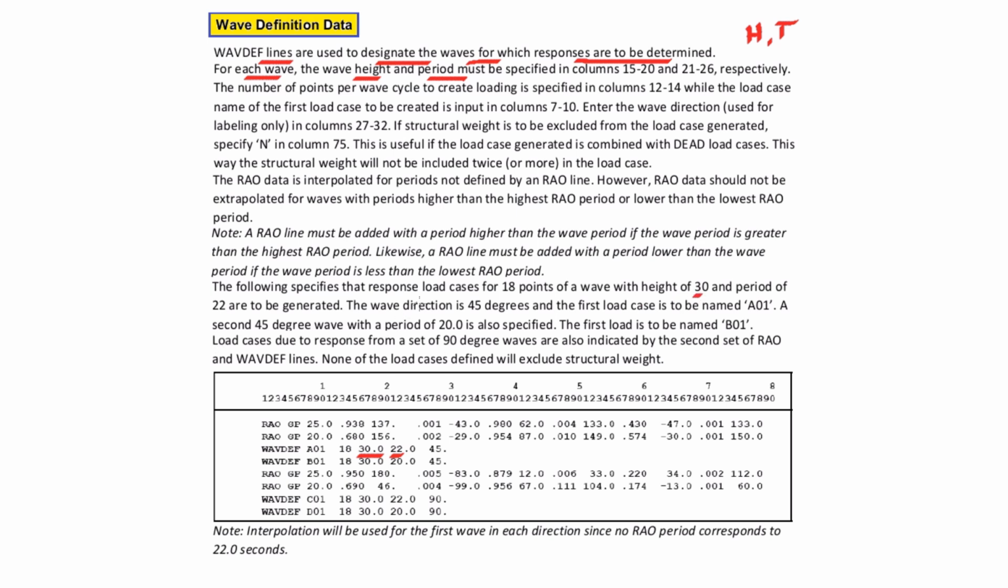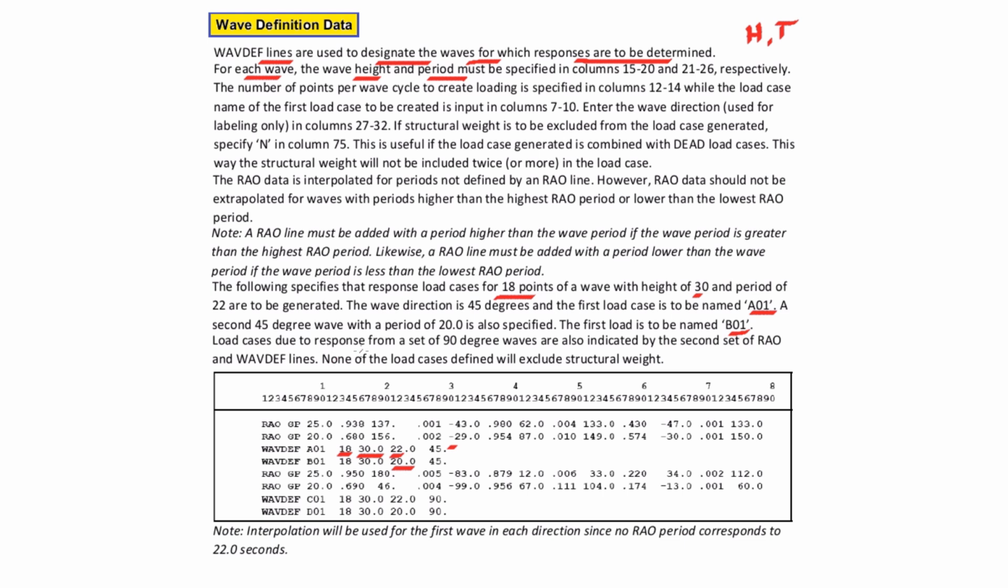The following specifies the response for the 18 points of the wave. So 18 points of a wave with height of 30 and period 22 are to be generated. The wave direction is 45 degrees. Here you can see 45 degrees. The first load case is to be named A01, and the second, 45 degrees with a wave period of 20, so wave period 20 is also mentioned, 22, 20. The first load is to be named B01.